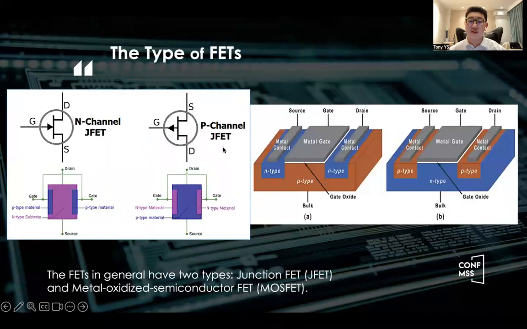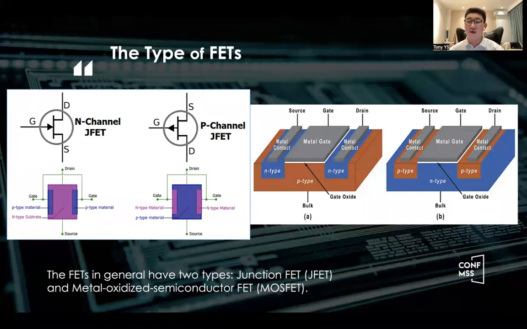Let's move to the next part, which is about the types of FETs. In general, FETs can now be divided into two types. The first is called junction FET, and the other, in the picture on the right-hand side, is called metal oxide semiconductor FET, short name MOSFET. So let's talk about junction FET first.